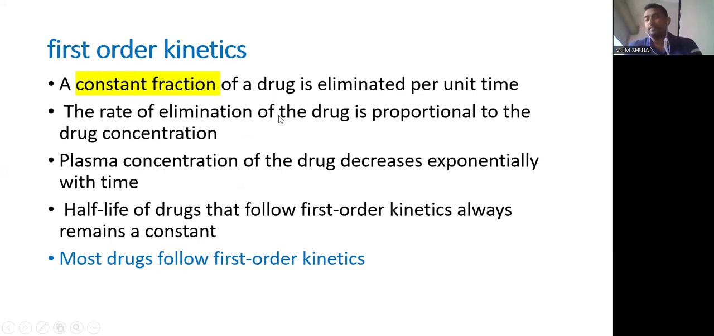The rate of elimination of the drug is proportional to the drug concentration. The more you give the drug, the more it gets eliminated. Plasma concentration of the drug decreases exponentially with time. The half-life of a drug that follows first-order kinetics always remains constant. But luckily, most drugs follow first-order kinetics.